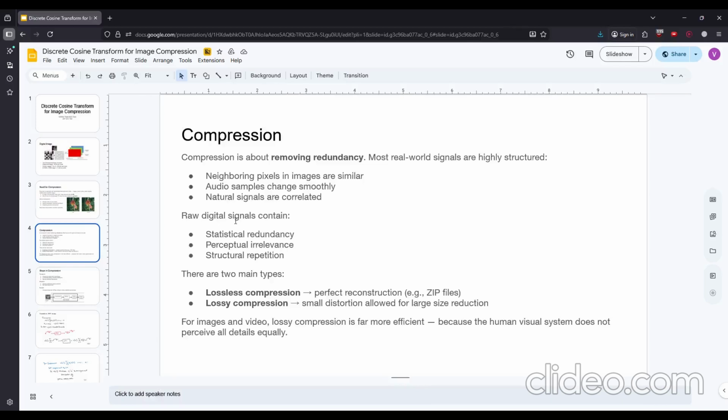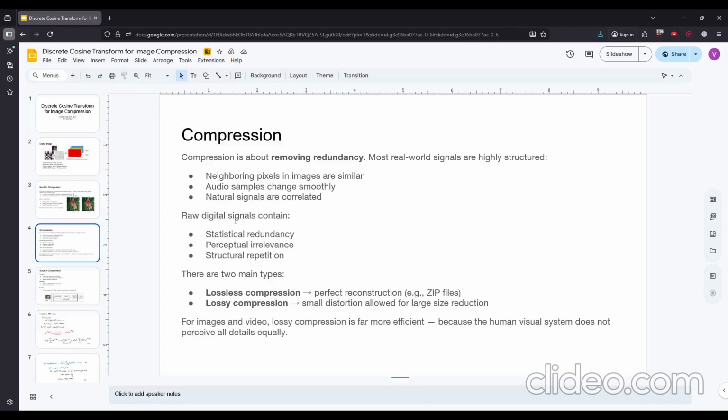Image compression techniques are broadly classified into lossless and lossy compression. Lossless compression reduces file size without losing any information, meaning the original image can be perfectly reconstructed. This is important in applications like medical imaging or legal documents where data integrity is critical.